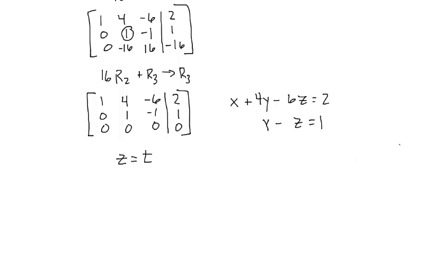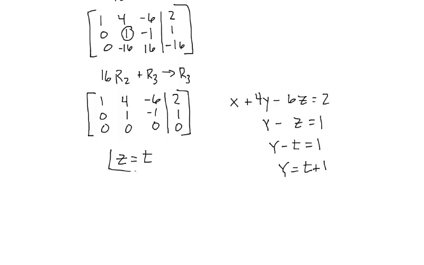Now in our final answer, we don't want any x's, y's, and z's in our answer. So we're going to substitute t in for z. So in this bottom equation where I have y minus z is equal to 1, I'm going to substitute t in for z, and I'm going to solve for y. So y is equal to t plus 1.